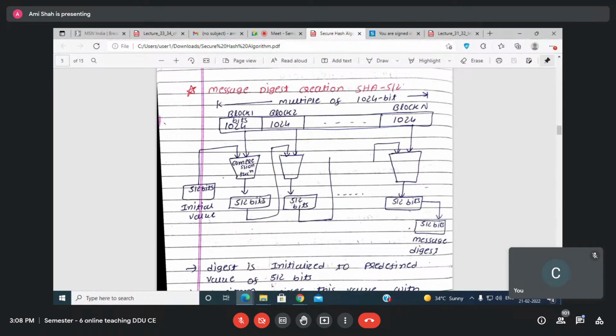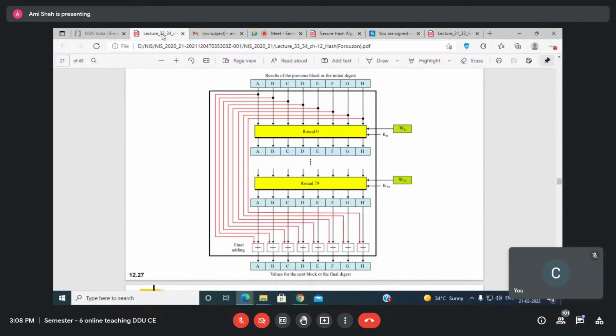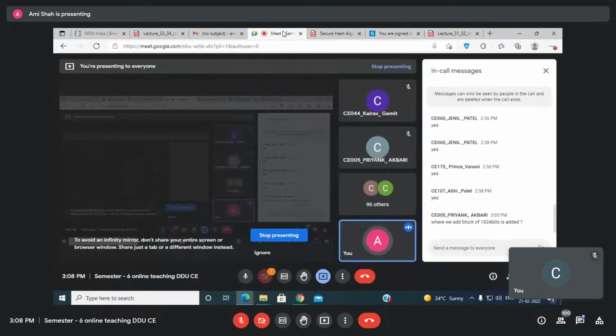Now clear? Now suppose again my question: I want to find this 512 bits. So can anyone tell me what is this digest? This is the first intermediate digest, yes or no? Please reply.